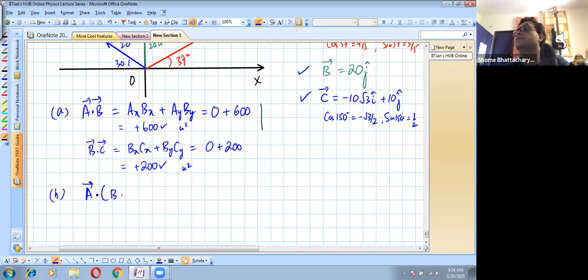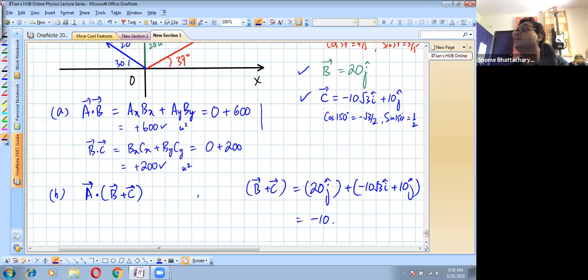E dot B plus C, what we can do is first we can find B plus C. So B plus C is, B was 20 J cap and C we just now saw is minus 10 root 3 I cap plus 10 J cap. So this is going to become minus 10 root 3 I cap plus 30 J. Okay, so this is my B plus C. So substitute that over here. So this becomes, A was how much? A was 40 I cap plus 30 J cap. Dot product with B plus C now, which I will substitute as this.